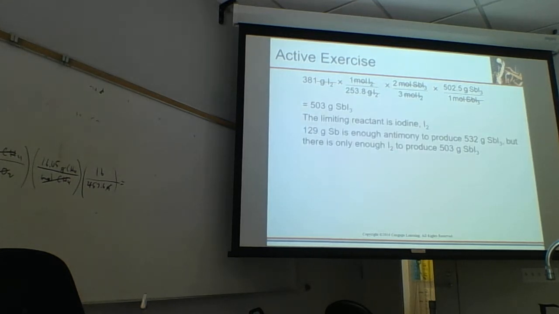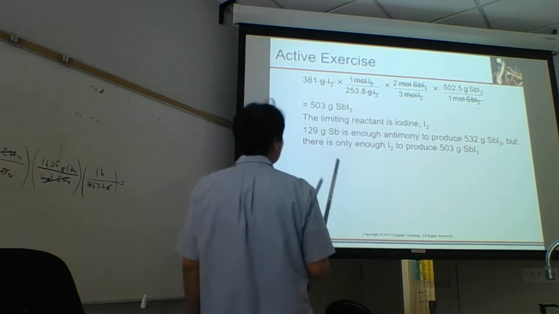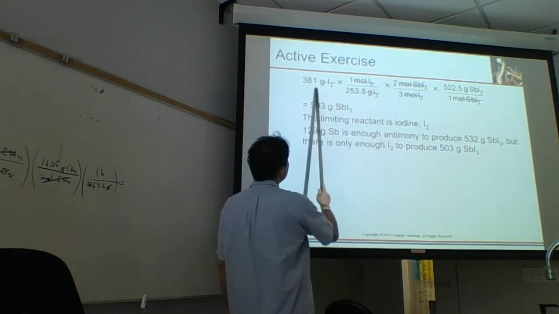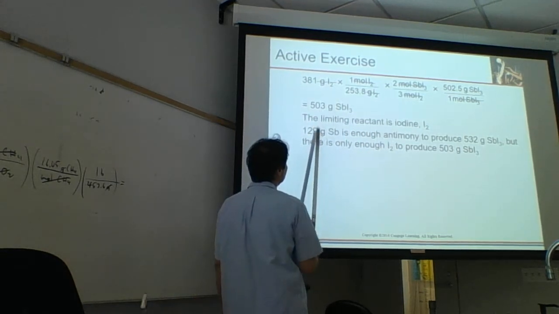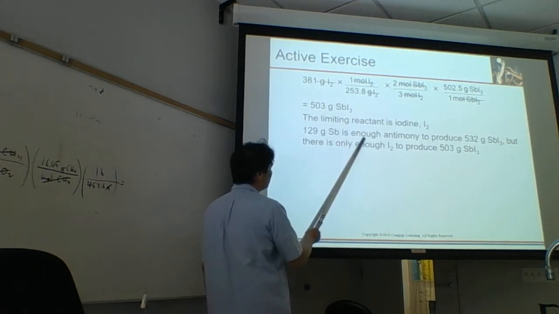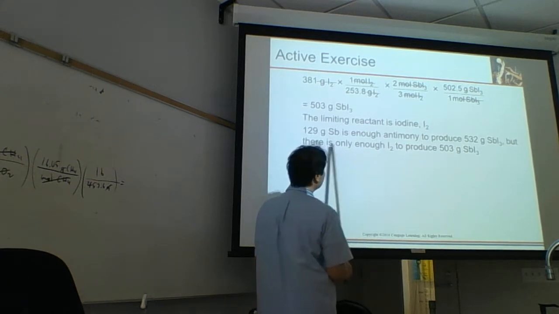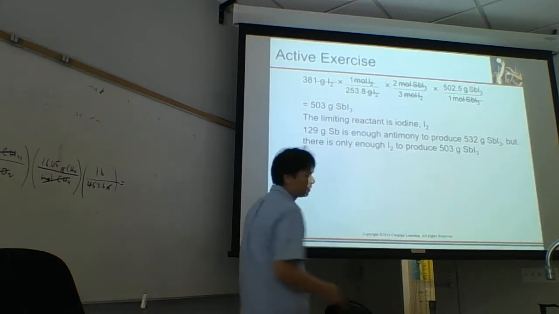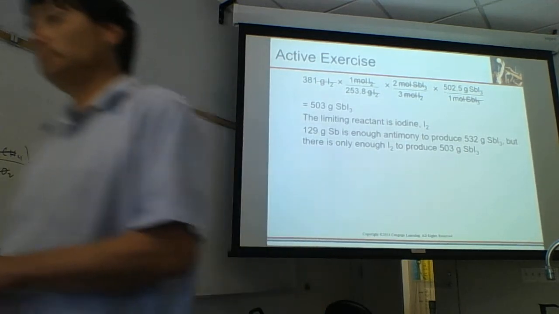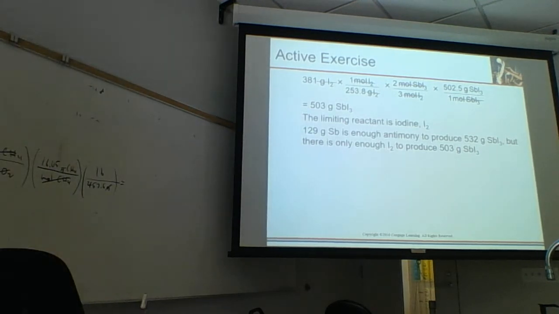So let's figure out how many grams. And so this is the way I think about it. This is the smaller amount method. The limiting reactant is iodine. It produces a smaller amount. 129 grams of antimony is enough to produce 532 grams, but there's only enough iodine to produce 503 grams. So we're short on iodine. 29. Yes. No, that's a little bit trickier than that.